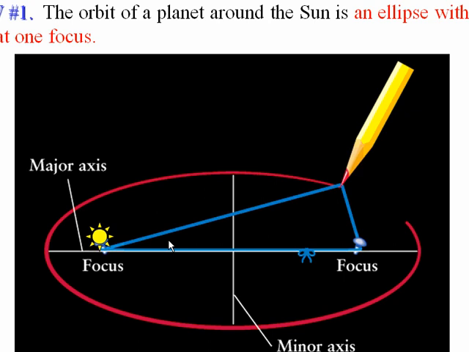And the first one, Kepler's first law. The orbit of a planet around the sun is an ellipse with the sun at one focus. Okay, sun at one focus. So here is an ellipse, so we need two foci. And the sun is at one, takes the position at one focus.